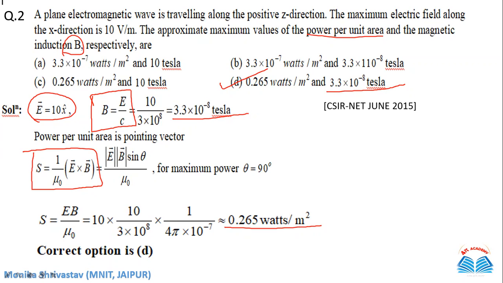Why are we putting mu 0 equal to 3 into 10 raised to 8 here? No, they are not putting the value of mu 0 here. This 10 is your E, and this value is your B. This is your value of B, and this is our 1 upon mu naught. Don't be confused. Okay, moving ahead.